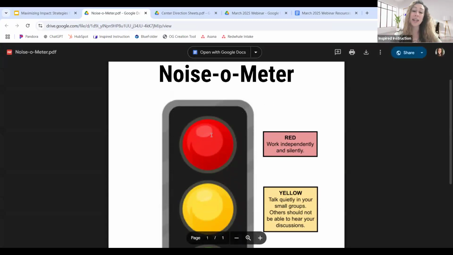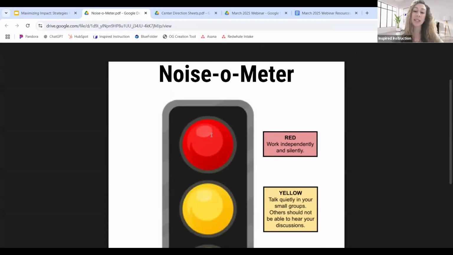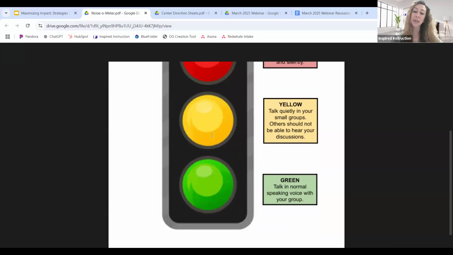You share with students when you see a red noise level, that means you're working independently and there shouldn't be a sound. If your group is working at a yellow level, that means you can talk quietly in your small groups, but other groups should not be able to hear what you're saying. If you're working at a green noise level, it's okay to talk in your normal speaking voice with your group.